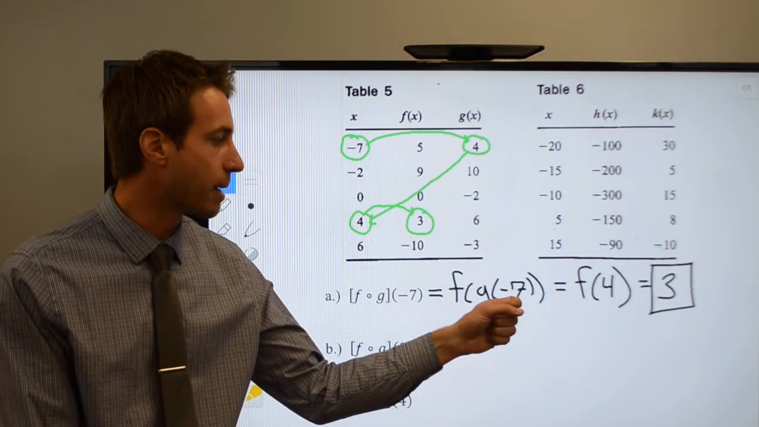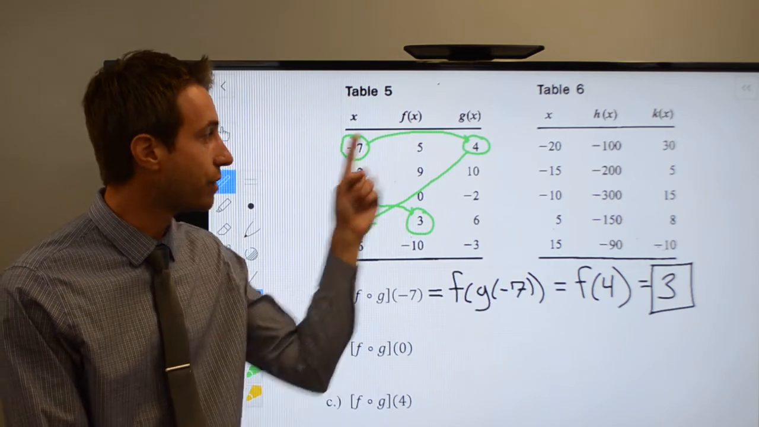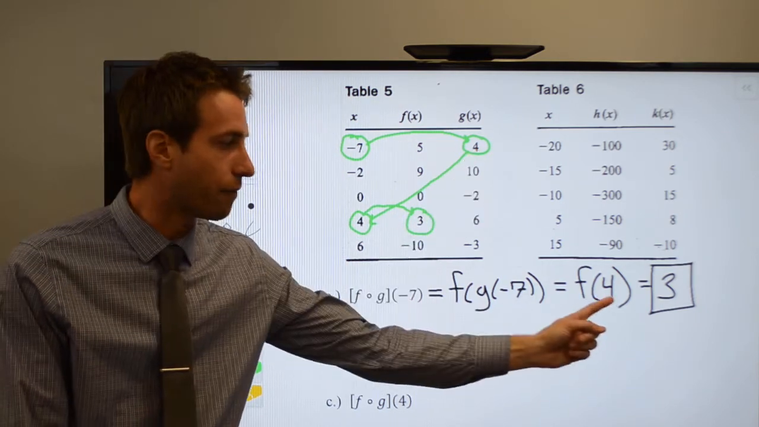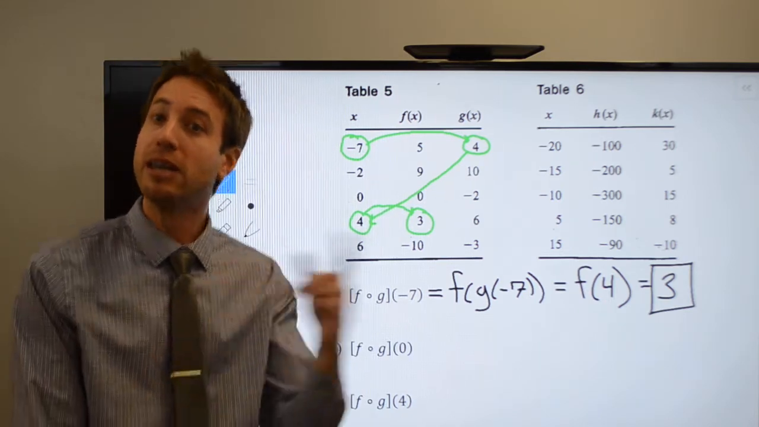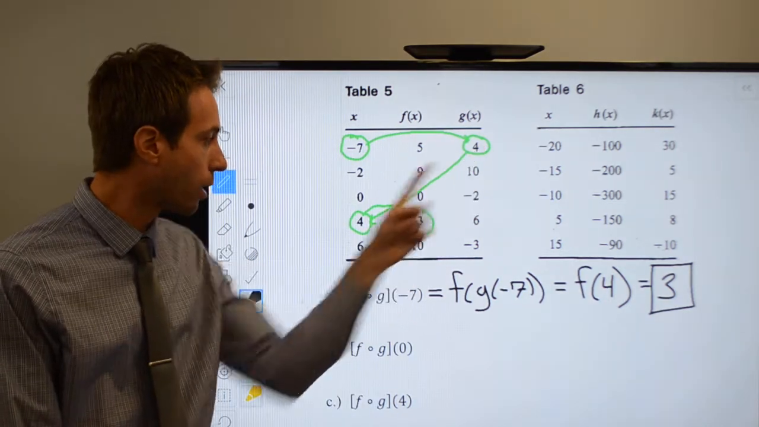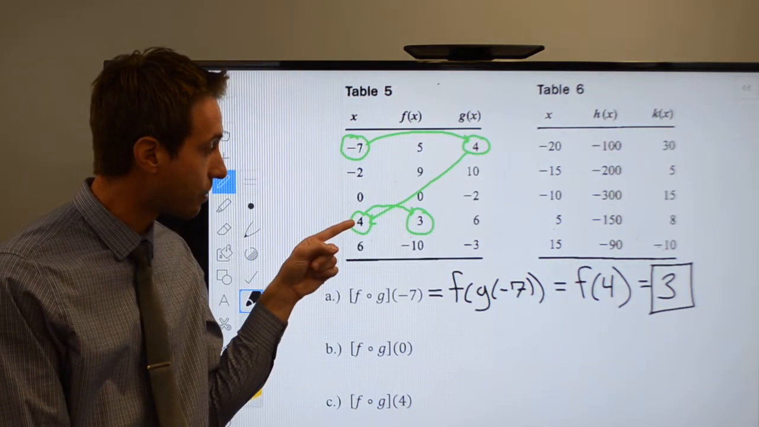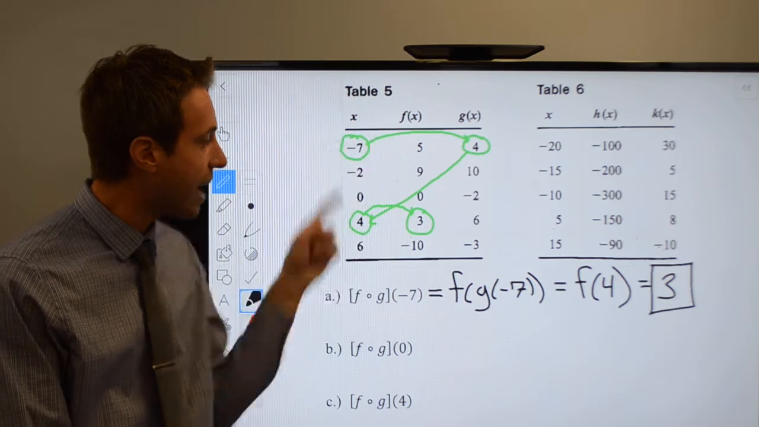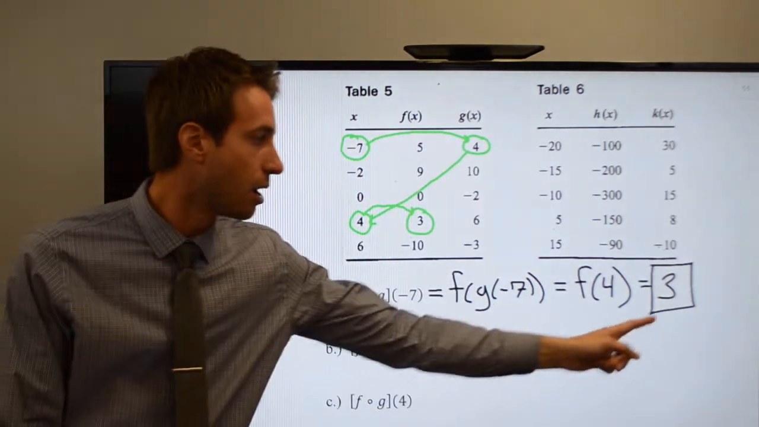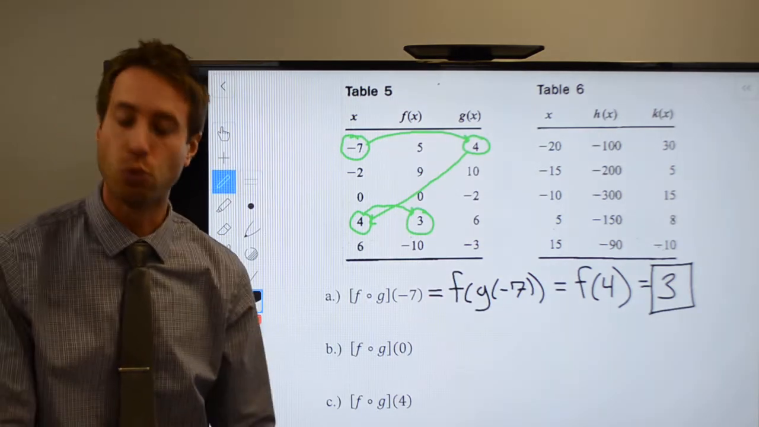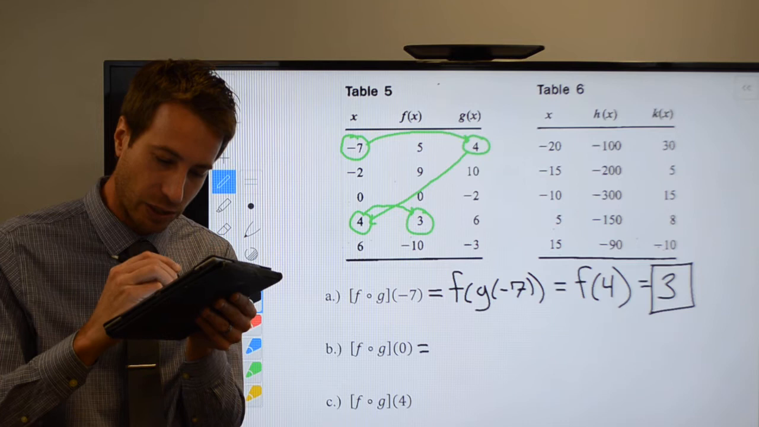I started with a domain value of negative 7. I plugged that into the function g first, which gave me back a 4. I then need to plug that new domain value into f of x. So 4 is my new domain value. That's my new x that I'll plug into f, which gives me back my final range value of 3. Let's go ahead and do one more of these where I write it all out for you, and then we'll see how you do on your own.